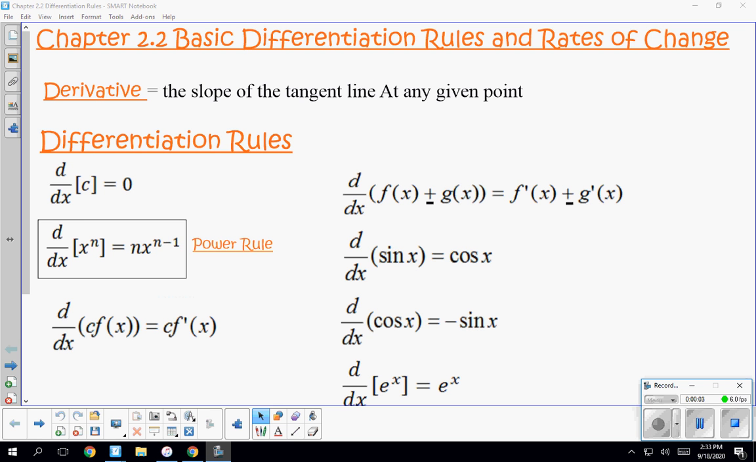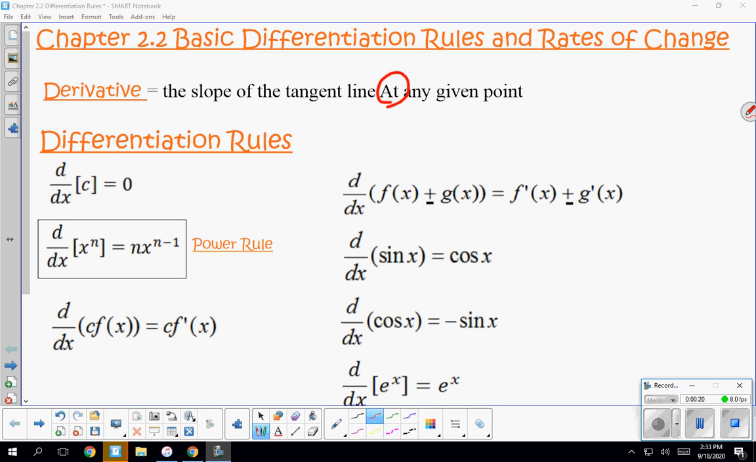In this video, we're going to talk about a shortcut for taking the derivative, because obviously nobody has time to use the definition all the time. So remember the definition of the derivative. It's the slope of a tangent line at any given point. So here are some different rules.